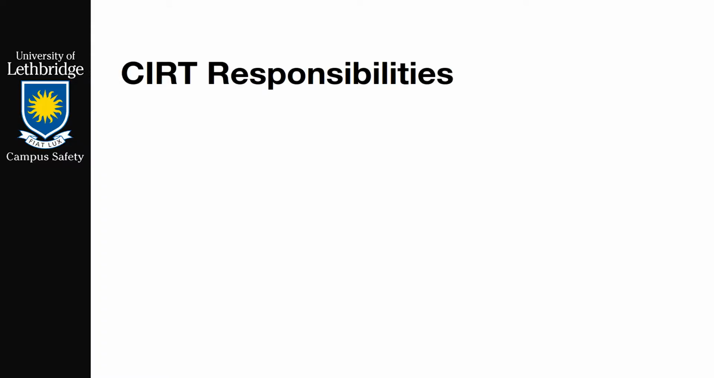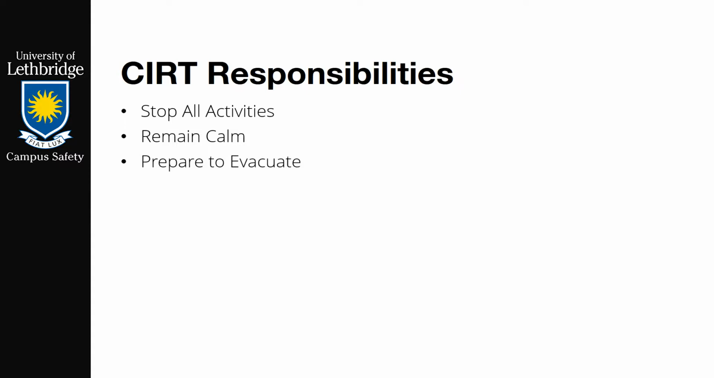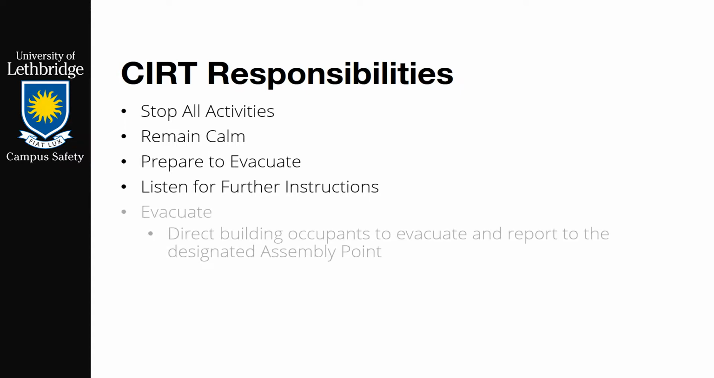If you are notified of an emergency, immediately stop all activities. Remain calm. If you are given advance notice, such as a stage 1 alarm, you should prepare to evacuate, then listen for further instructions. Finally, if there is a stage 2 alarm or an order given by the emergency notification system, then evacuate the building. Direct other occupants to evacuate and report to the designated assembly point.